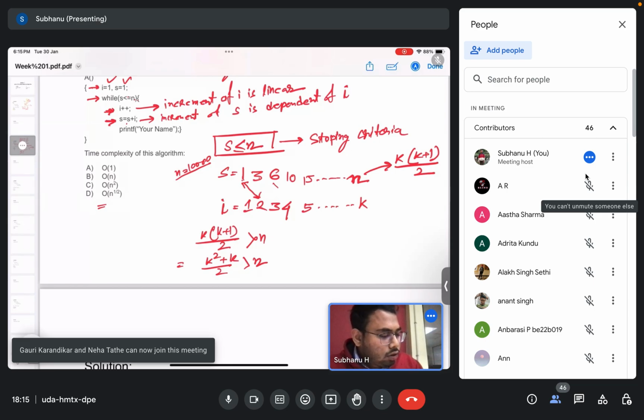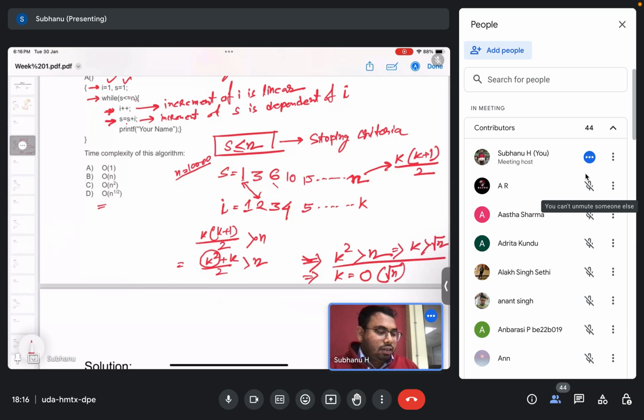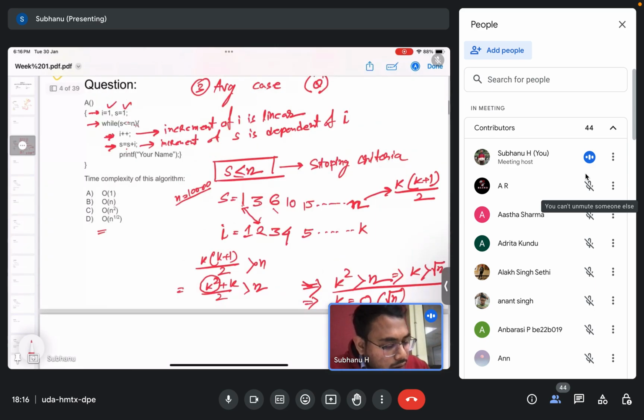Okay, so what will be the value of k? You have to take the maximum one. You can see that k square is equal to n, so you can write k square greater than n. So k is equal to big O of root n. From here you can write that k greater than root n. So the correct answer is option D.